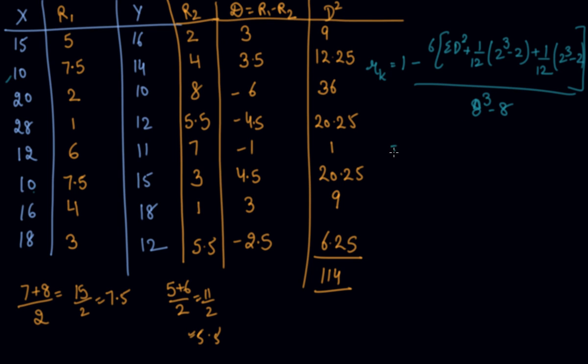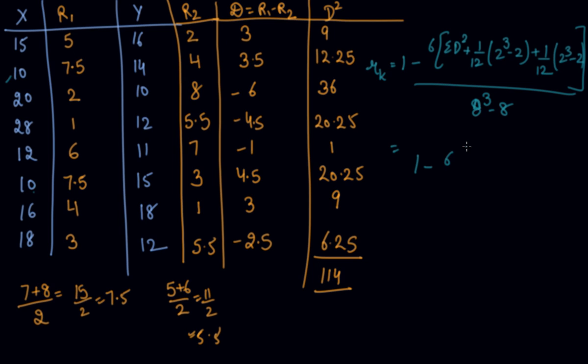If we get another rank which is equal, let's say 10 and 10 are equal again, we take one more 1 by 12 into how many times 10 is occurring? 2 times again, so 2 cube minus 2. So it will be added on: 1 divided by 12 into m cube minus m, where m is the number of times the rank gets repeated.